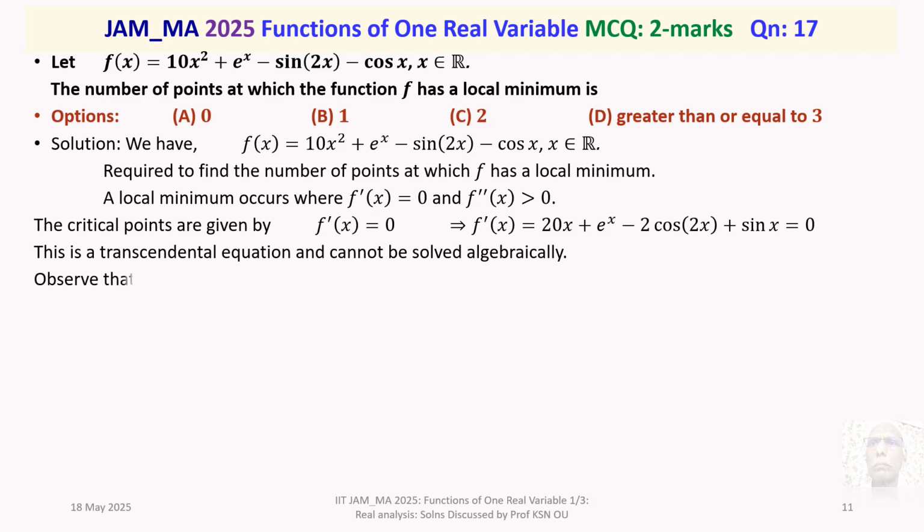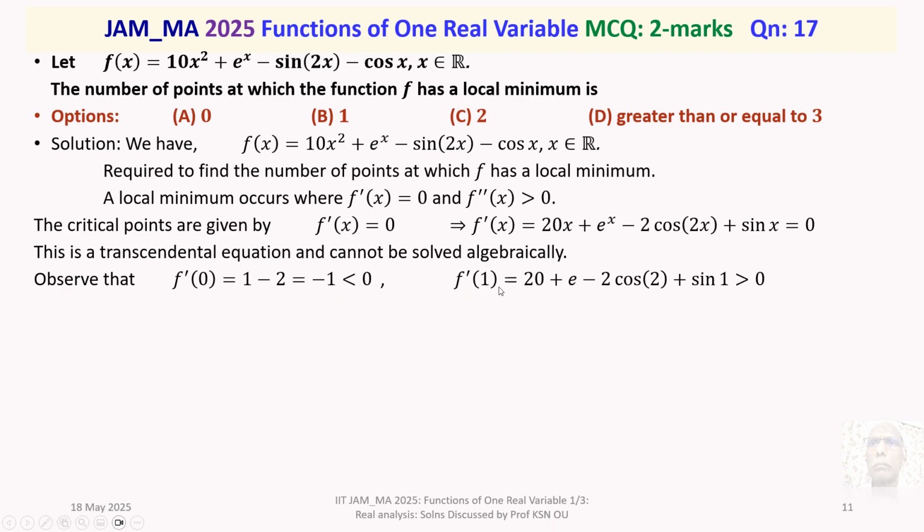So now observe that f prime 0: substitute x is equal to 0. e power 0 is 1, minus 2 cos 0 minus 2, and the remaining is 0. This is minus 1, which is negative.